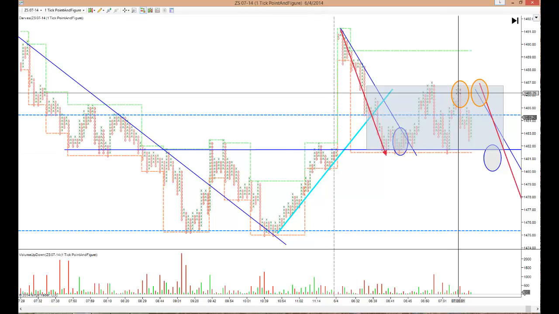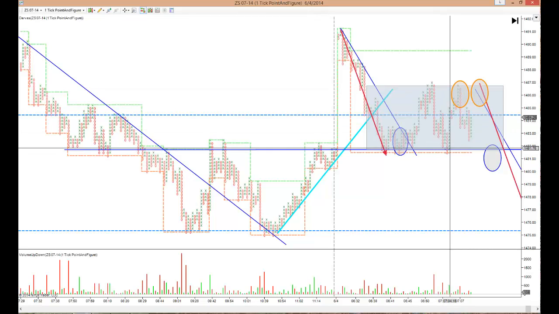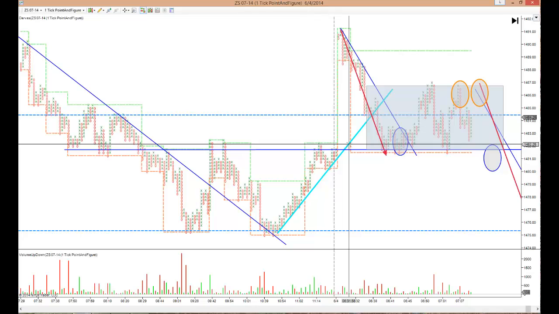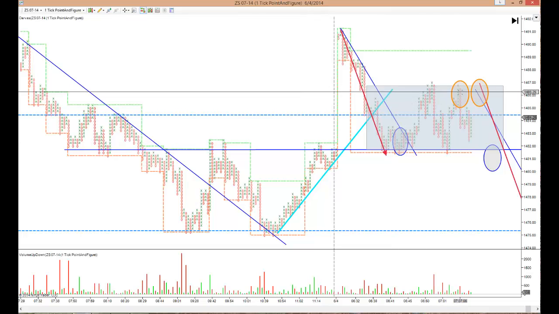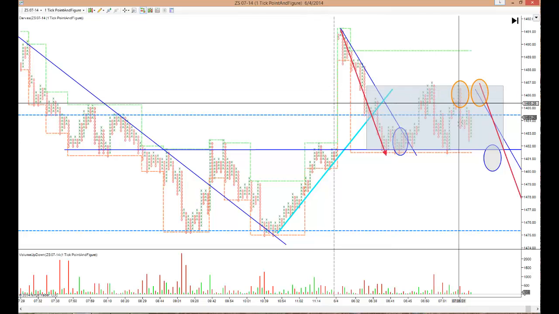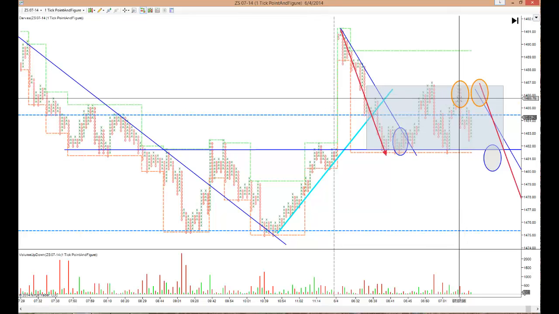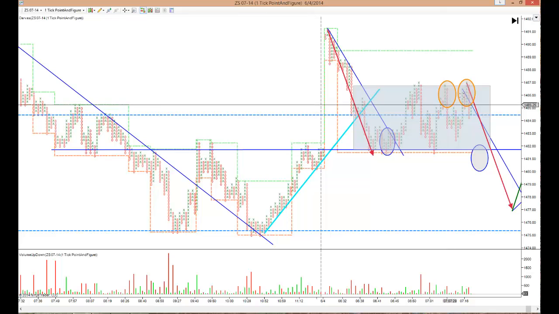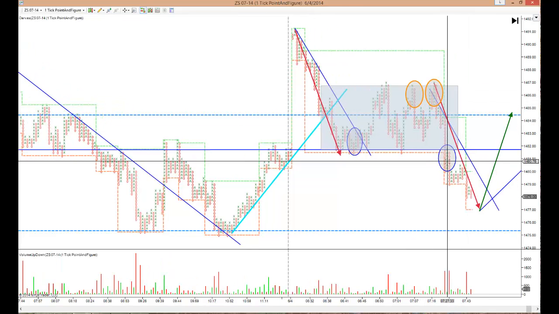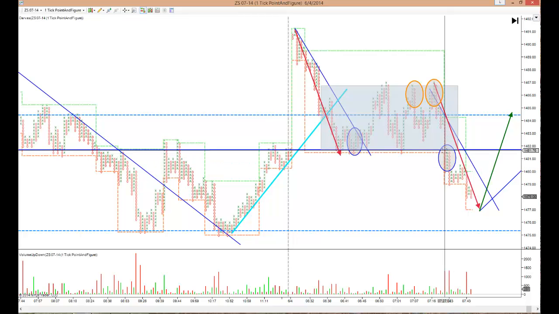So at this point I wasn't sure whether to favor longs or shorts. My demand line had been broken, and we have this down move in the background, so shorts would have been a more likely direction, but I saw this entry and didn't take it, and then I saw this short entry and didn't take it. I finally took a short here at a test of the breakdown of the range.